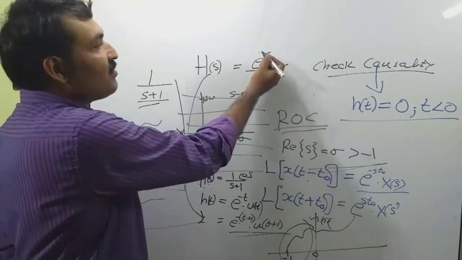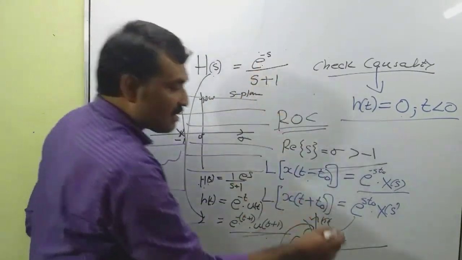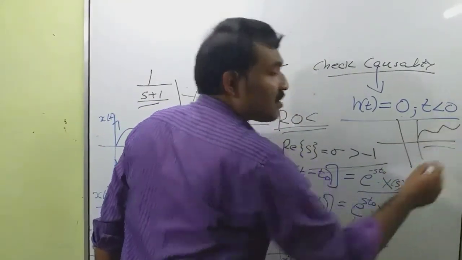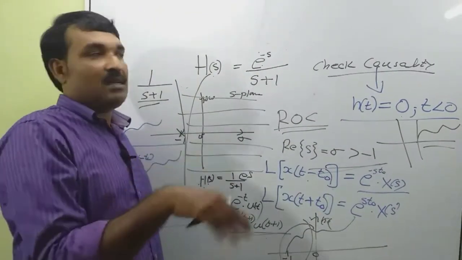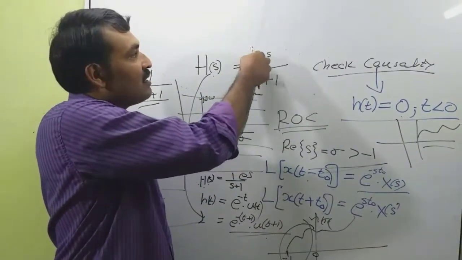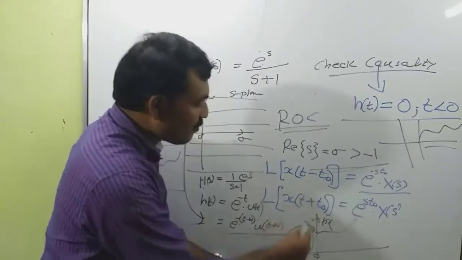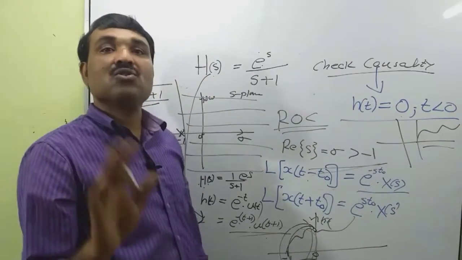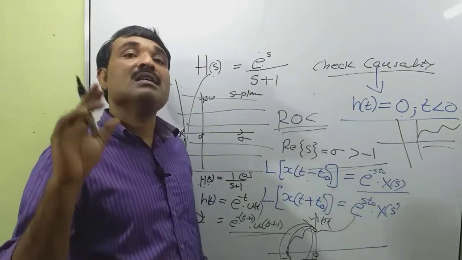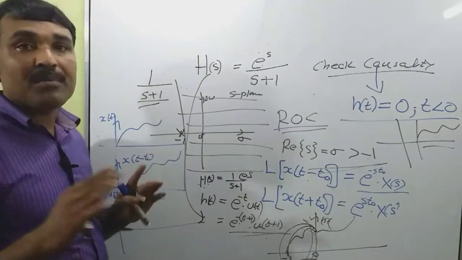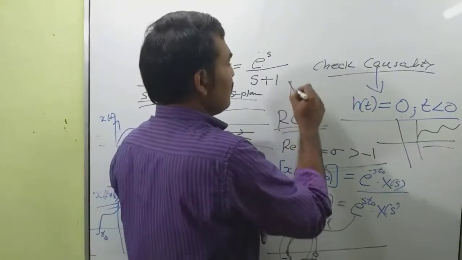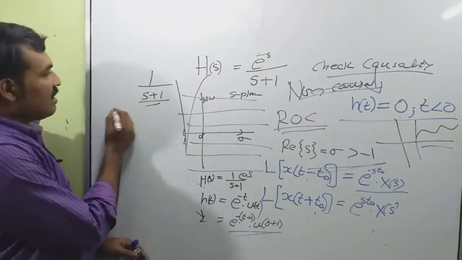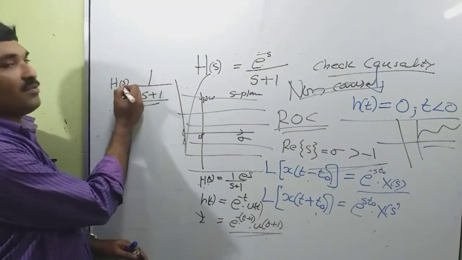On the other hand, if this is equal to e raised to minus s, then what happens? Then we can draw like this. So the system becomes a causal system. Causal. This is an advanced system, that is e raised to s. So the value of the impulse response in between minus 1 and 0 has some finite value. So the system is a non-causal system. This figure I drew arbitrarily. Okay, so this is non-causal.